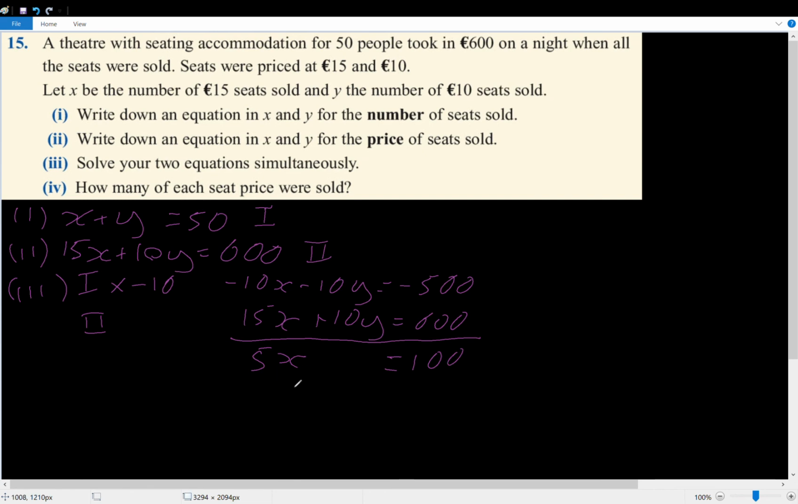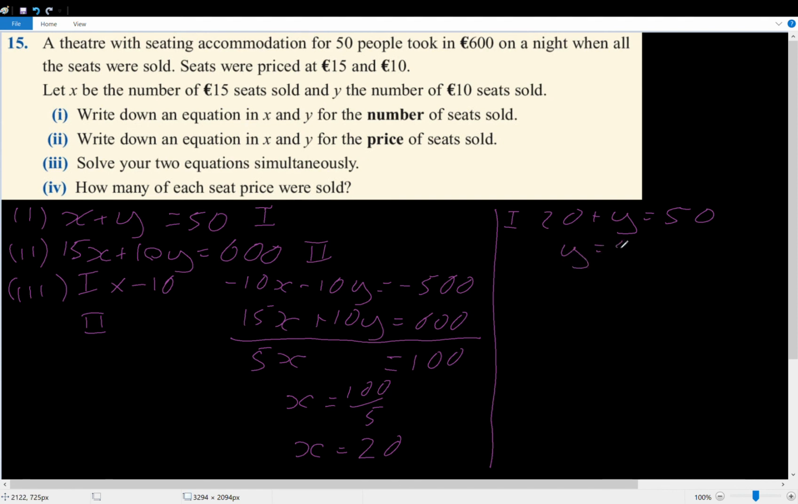So we have 5x equals 100, which means x is equal to 100 over 5. So x is equal to 20. And then what we can do, in order to get our value for y, is we take our value for x and we put it back into equation 1 in place of x. So instead of x plus y equals 50, we're going to have 20 plus y equals 50, which means y is equal to 50 minus 20. So y is equal to 30.